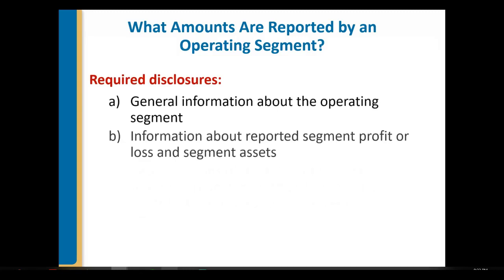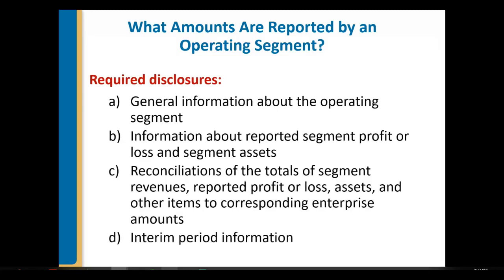So for areas determined to be reportable operating segments, the required disclosures include general information about the operating segment, information about reported segment profit or loss, including certain revenues and expenses included in reported segment profit or loss, segment assets, and the basis for measurement. Reconciliations of the totals of segment revenues, reported profit or loss, assets, and other significant items to corresponding enterprise amounts, and then interim period information.